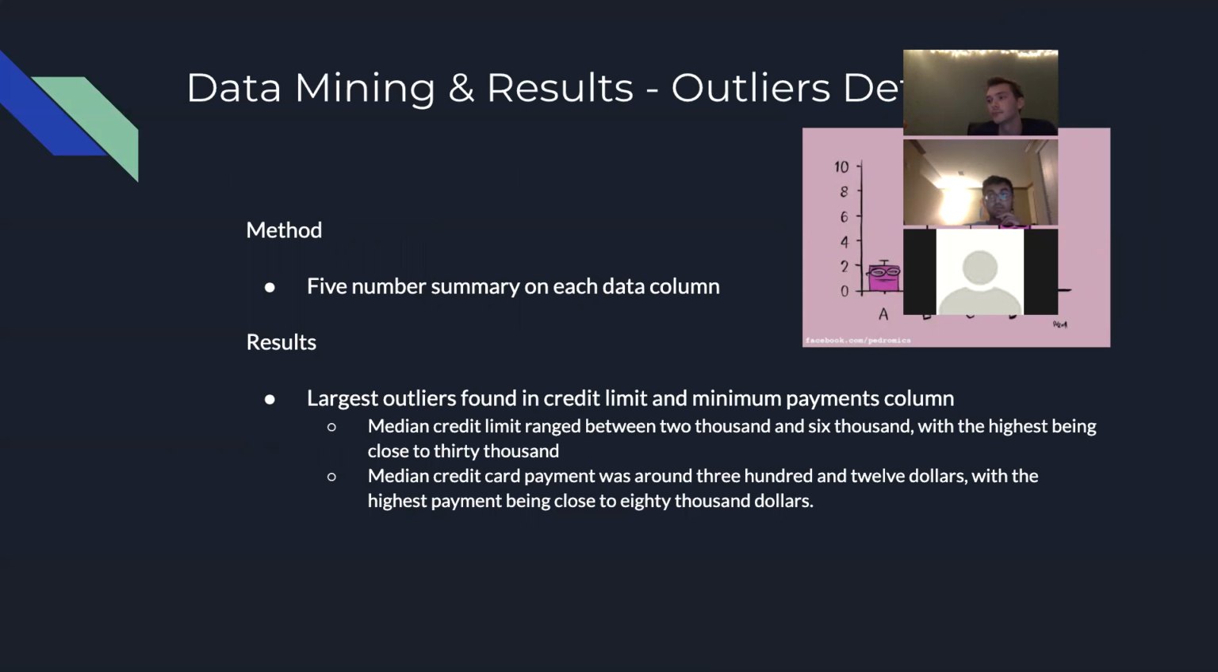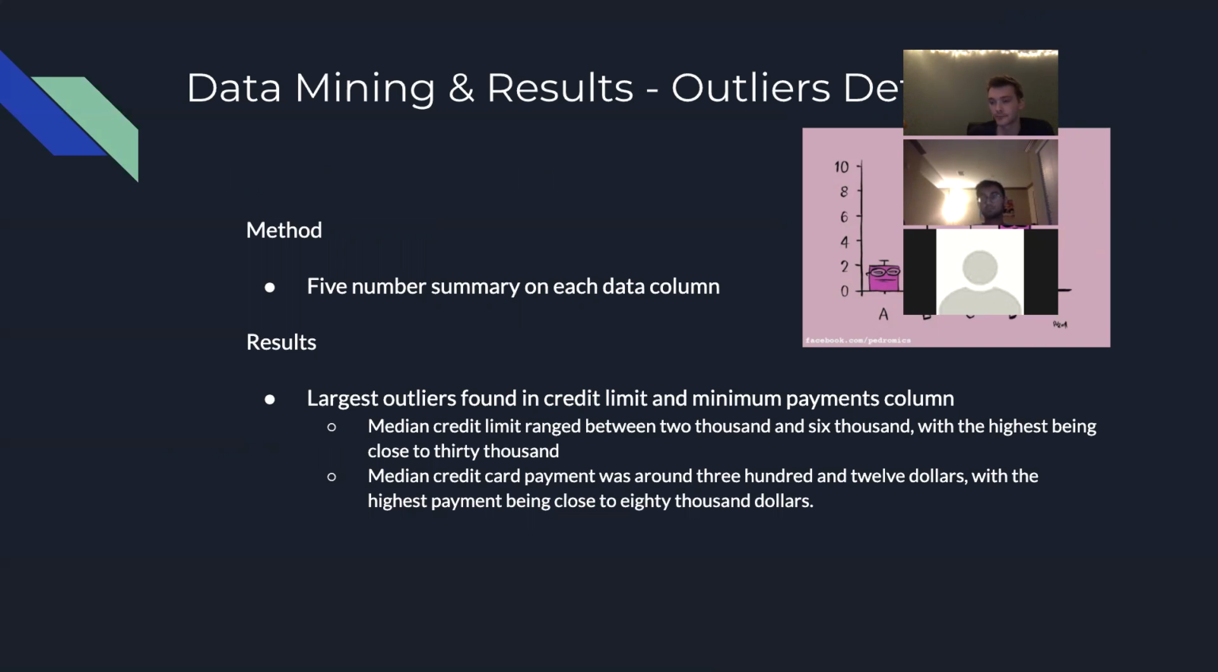And so for outlier detection, we decided to perform a 5-number summary on each data column to obtain a better understanding of the data. It's a great tool to identify outliers, which appear a couple times in our data set. We discovered that the largest ones within the data set occurred in the credit limit and minimum payments columns.